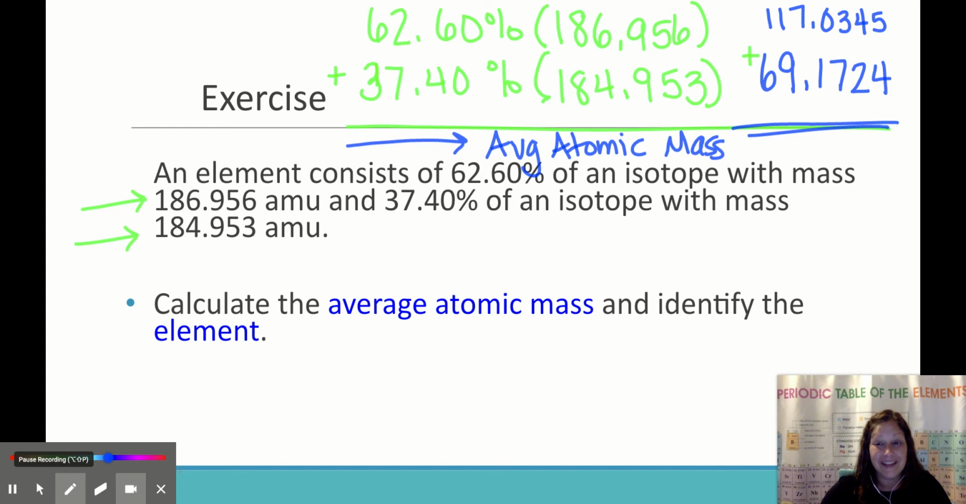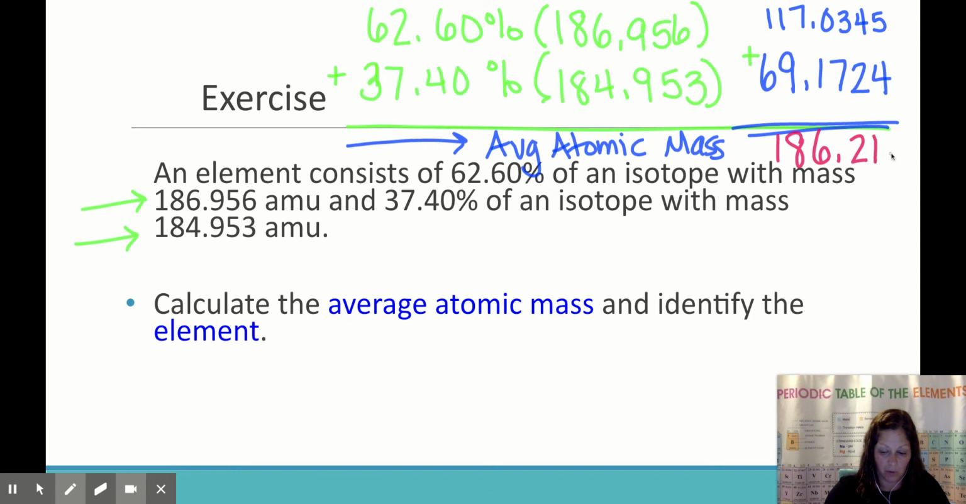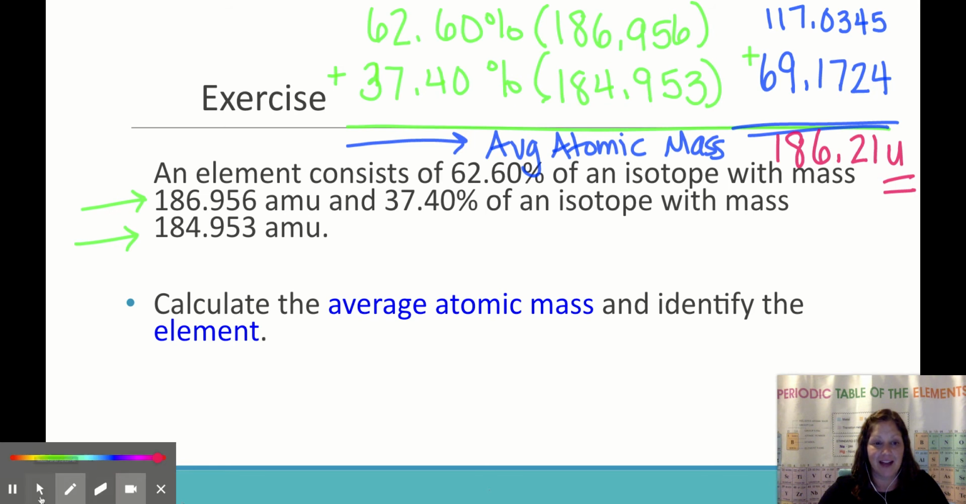I'll wait. Everybody should have their calculator out and should be doing the math problems with me. And the answer that I get is 186.21. And remember, that's in atomic mass units, which is abbreviated as U.